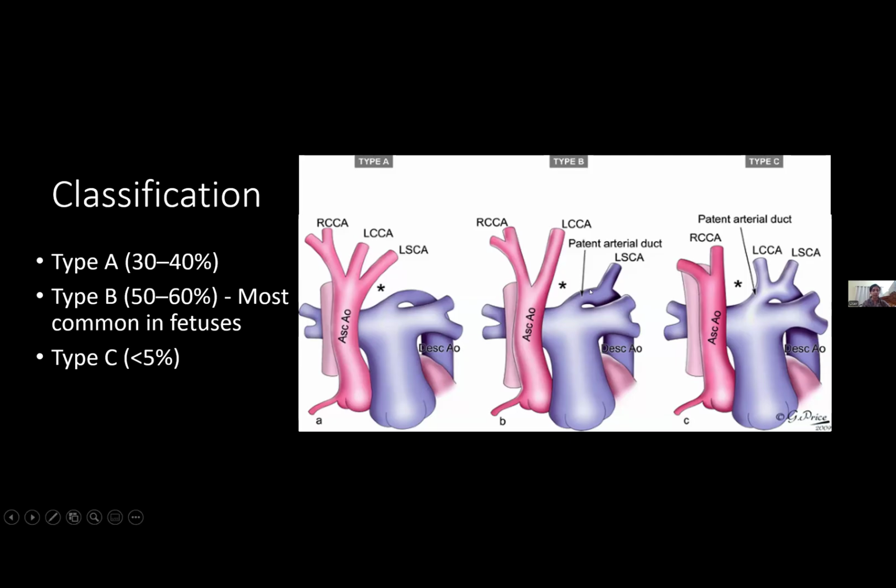Type B is the most common type, and it occurs between the left common carotid and the left subclavian artery. It is associated with a large malaligned ventricular septal defect and has a strong association with 22q11.2 microdeletion syndrome. In type C, it is between the innominate artery and the left common carotid artery.